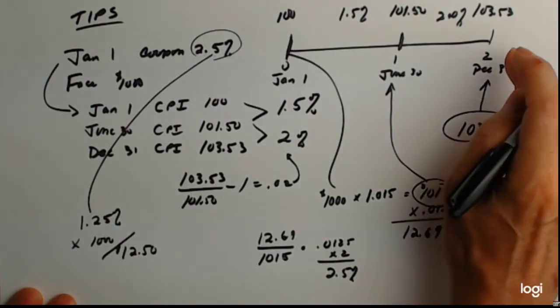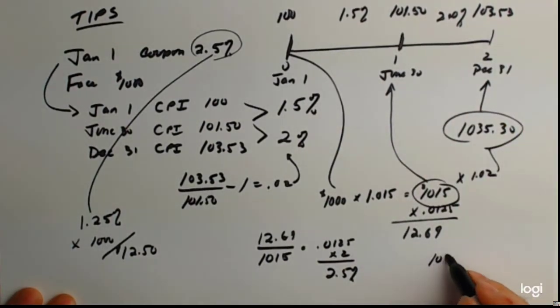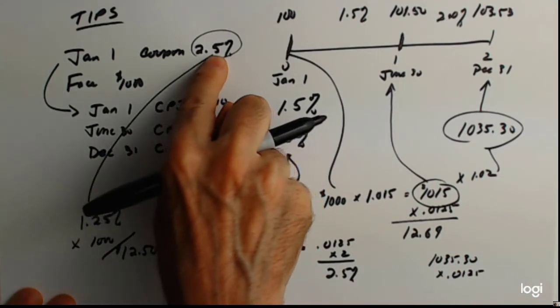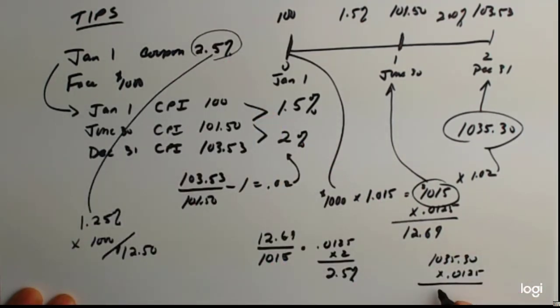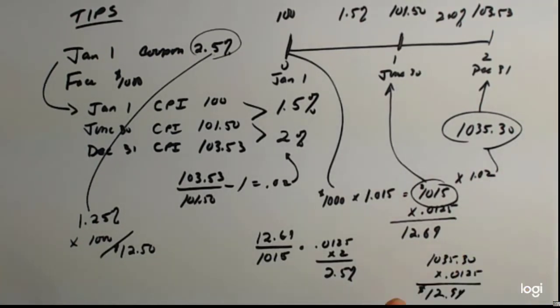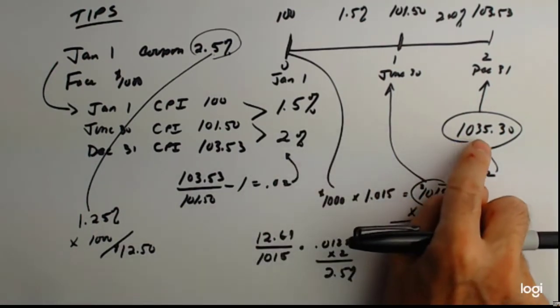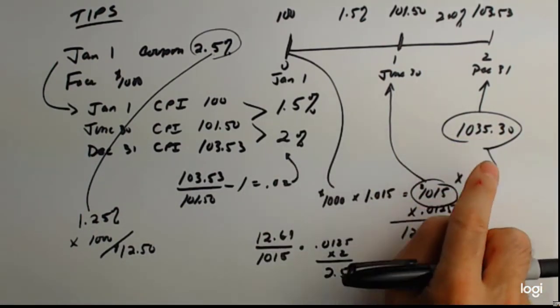What's the coupon payment here? It's going to be 1,035.30 times 0.0125, that 2.5% coupon divided by 2 because it's a semi-annual period. And it's $12.94 is the coupon. Now, think about what would happen over time with that principal.